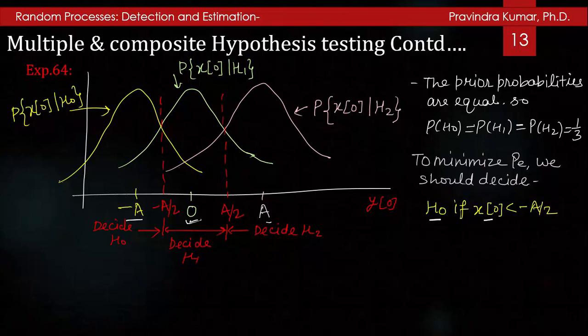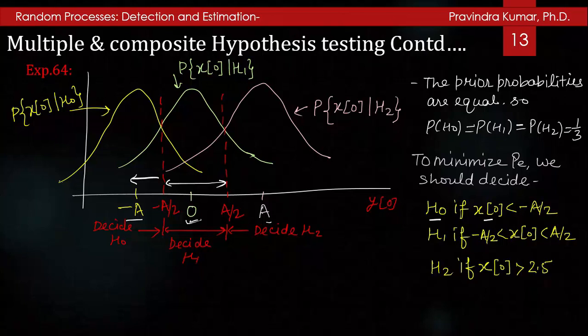So if the observed sample is less than -a/2, then we will decide H0. If the observed sample lies between -a/2 and +a/2, then we will decide H1. And if the observed sample is greater than a/2, then we will decide hypothesis H2.